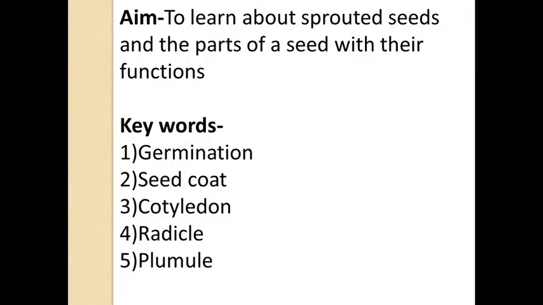In session 1, see the aim and the keywords. We have learned about sprouted seeds and the parts of a seed with their functions. Keywords: germination, seed coat, cotyledon, radicle and plumule.